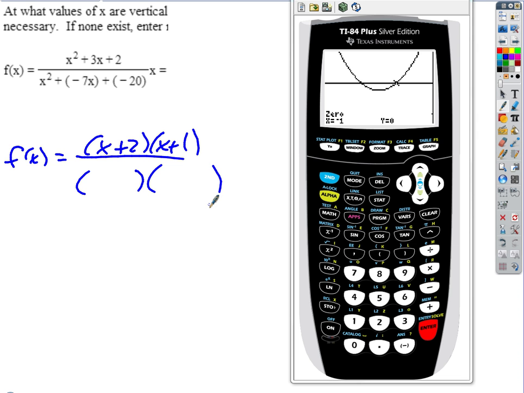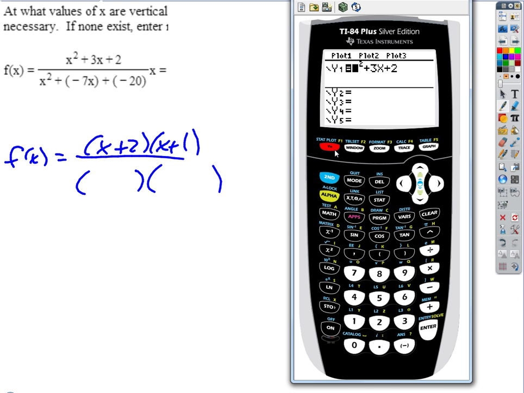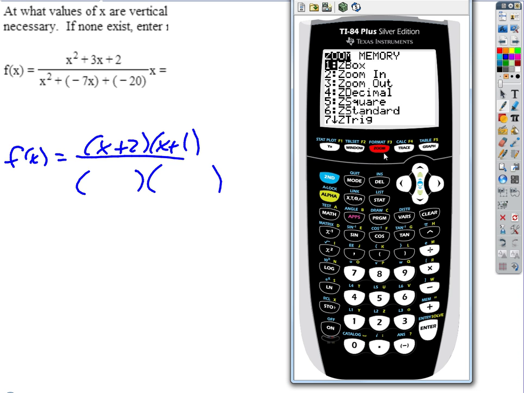That doesn't factor. Okay, so we need to rewrite the top one then. We'll write it as x squared minus 7x minus 20. Okay, and let's go zoom 6.